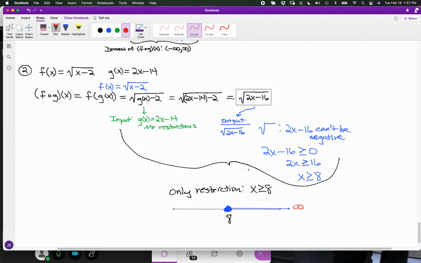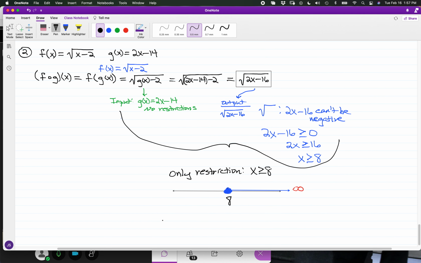So it's going to follow that for the domain of this composition, you have representing x is greater than or equal to 8. In interval notation, you're going to have from and including 8, so 8 is going to be bracketed, and we have going continuously out toward infinity.